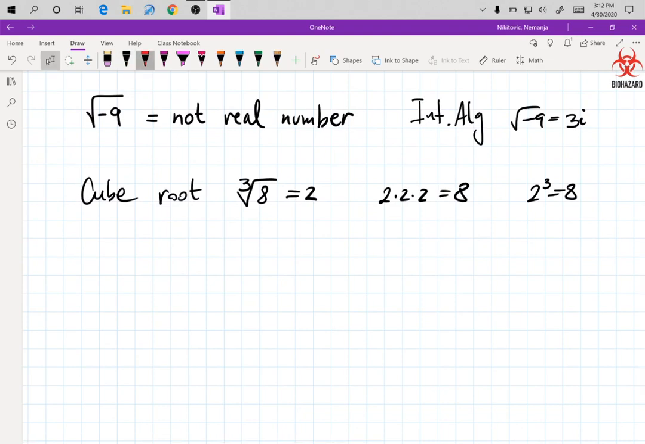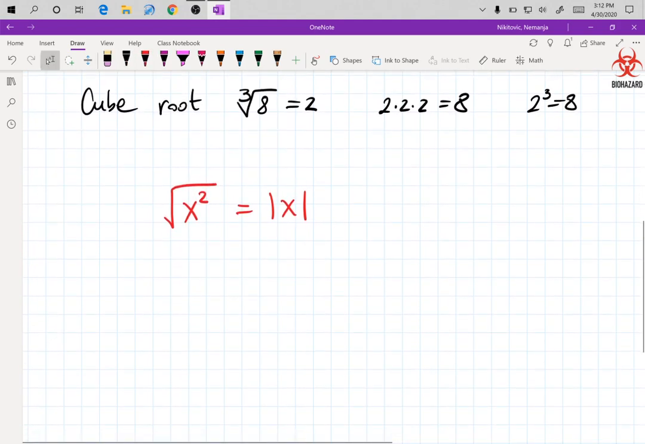One of the cool formulas is that if you have a number squared and you take a square root of it, you will get the absolute value of that number, because essentially square root and a square cancel because they're opposites of each other. We can try this with, let's say, 4 squared square root. You are supposed to get a 4.